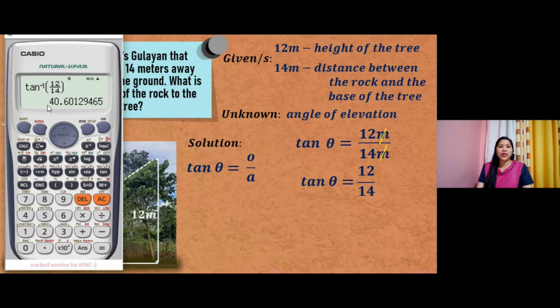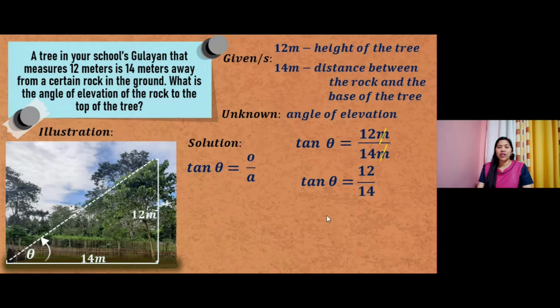So you have here 40.6 and something. So your theta here is equal to 40.6 and something. So for uniformity purposes, I want you to round this off to the nearest whole number. So since this is 6 here, so you have to round it up. So 6, so this is going to be 1 here. So you have here, theta is approximately 41 degrees, and that is our angle of elevation.